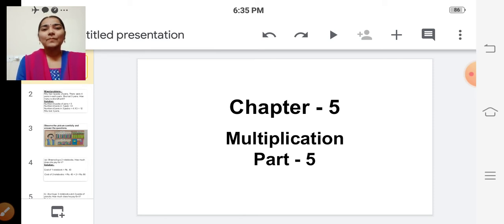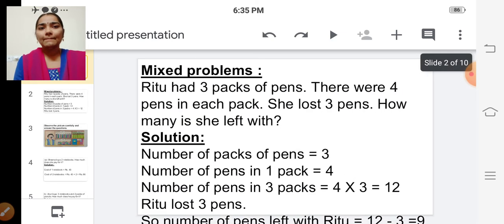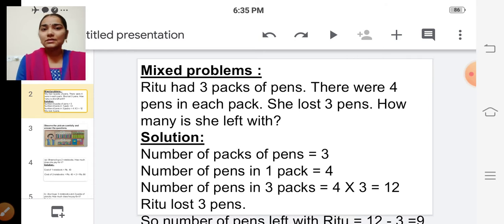Today in the multiplication chapter, we are going to learn mixed problems. Okay? Mixed problems. That means in one problem, we are supposed to do multiplication, addition, or subtraction. Okay?